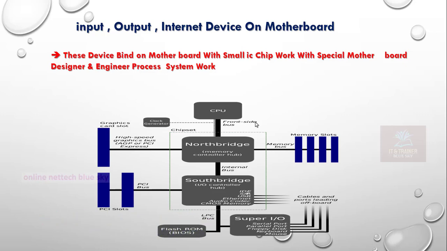But what is the output? The speaker gets a signal from the computer and plays your song. Another device is your display, where you can see the LED showing your data. So these are types of output devices.